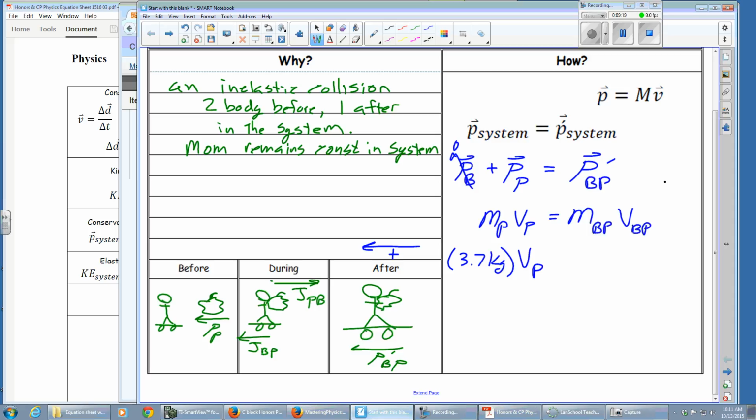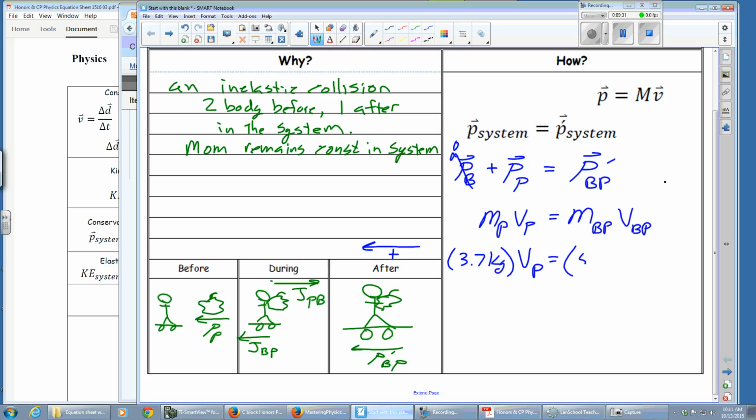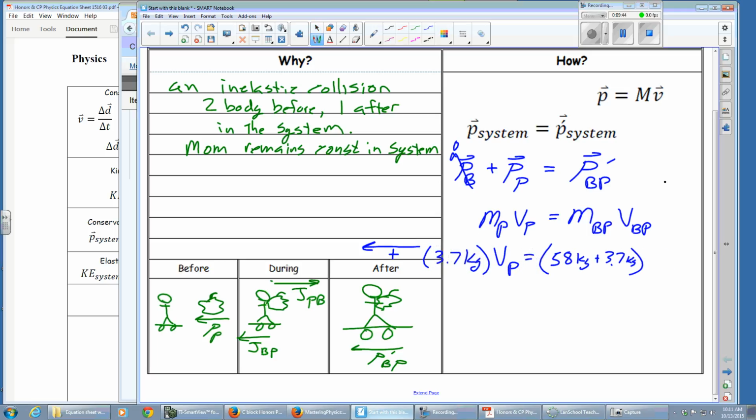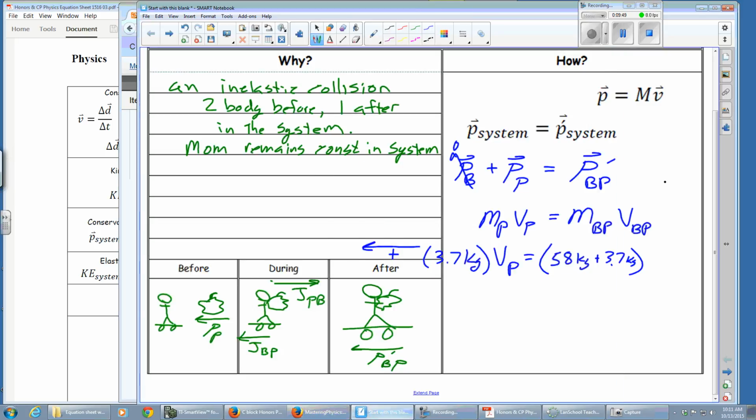Velocity, speed of the pumpkin, I don't know. The inertia of Brittany and the pumpkin together. Brittany's 58, pumpkin's 3.7. So that'd be 58 kilograms plus 3.7 kilograms. Feeling I'm going to run out of room. And then the speed that they move with together, 0.16 meters per second.